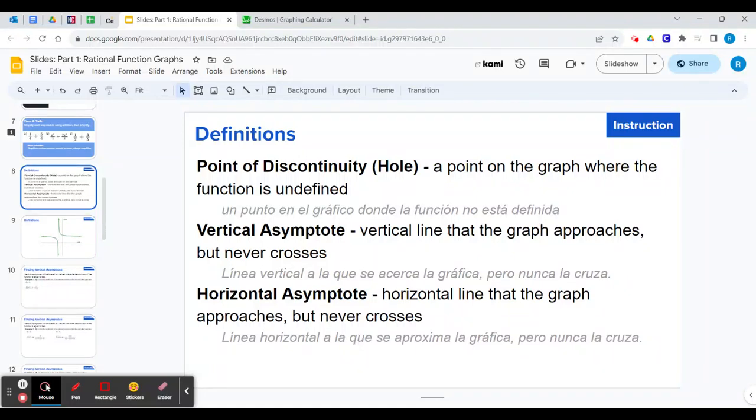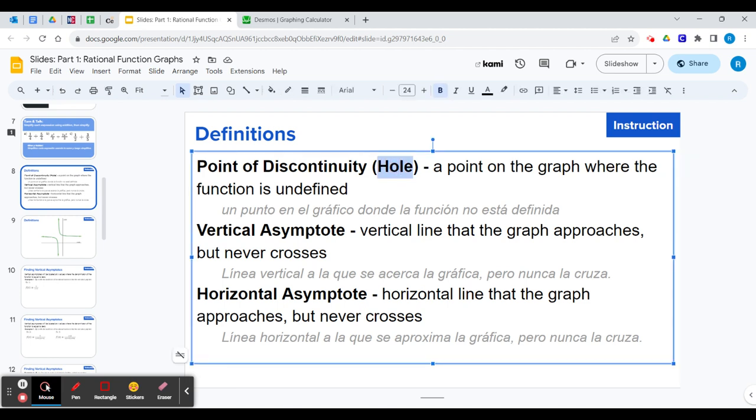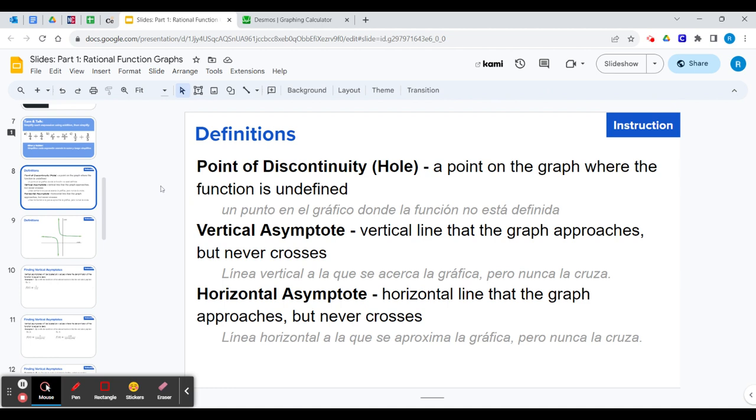All right, today we are going to start talking about the graphs of rational functions, and the main features of these graphs are actually where they don't exist, where they're undefined. So there are three definitions to jot down to define these three different ways in which our graph is undefined. The first one is a point of discontinuity. In other words, this is going to be a hole: a single point on the graph where the function is undefined.